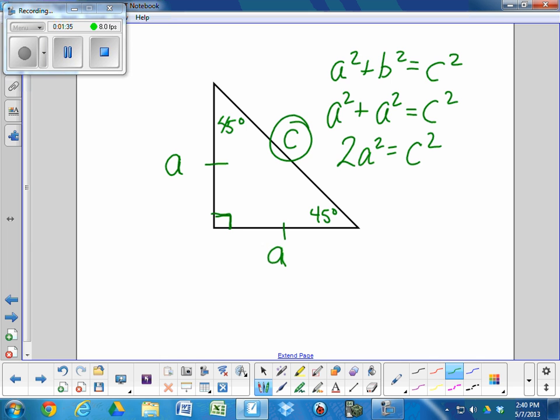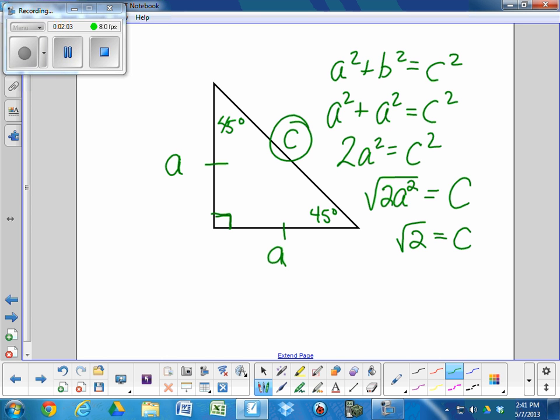We know the A's have to be equal, but how is C related to them? Well, if C squared equals 2A squared, how do you get C by itself? The square root of 2A squared. Is the square root of 2 a nice, non-decimal, perfect square? No. Leave it under the radical.